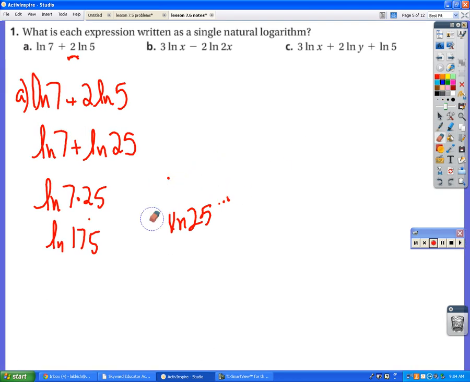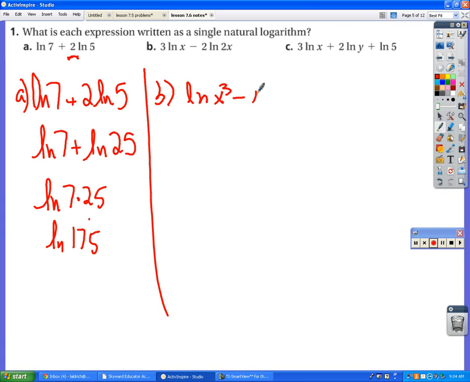Okay, what about B? Easy. You bring the 3 and the 2 over, let's start it out. Okay, so let's start out by bringing the 3 and the 2 in as exponents. And one thing that you need to be aware of, the mistake that you don't want to make, is this 2 is an exponent for both of these numbers right here, the 2 and the x, okay? So do not write it as just the natural log of 2x squared. It's the natural log of 2x in parentheses squared. So what does 2x in parentheses squared simplify to be? 4x squared.